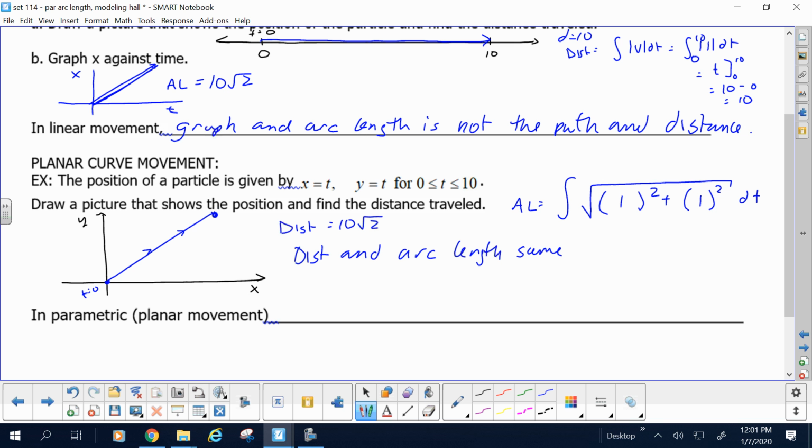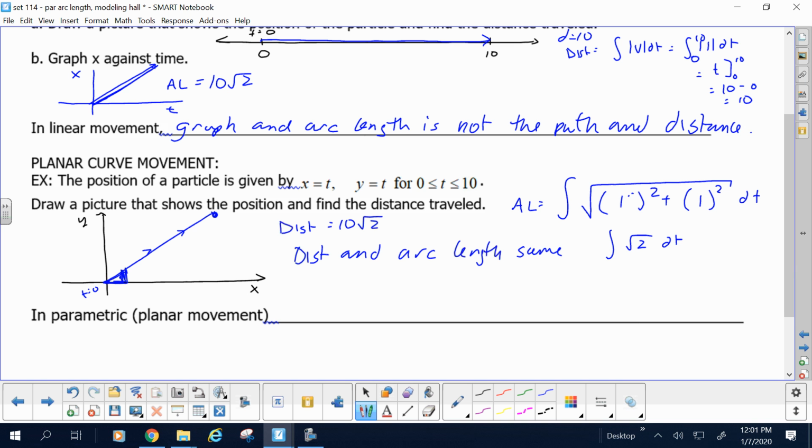What does that root 2 represent? The change in y and the change in x. In other words, I don't care about how fast you went horizontally. I don't care how fast you went vertically. I care how fast. What do you call that when you say, I don't care about the direction, I care about how fast? Speed. That's speed.